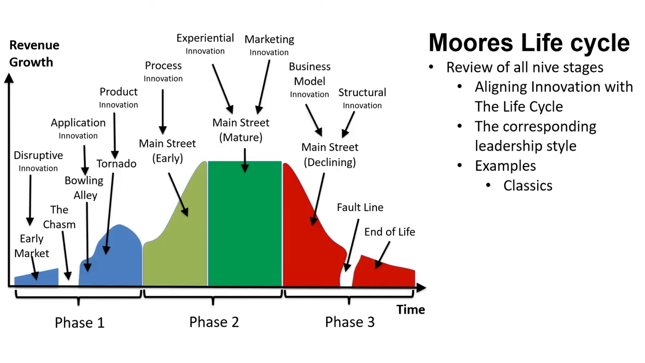The process of aligning innovation with the life cycle and the corresponding leadership style are reviewed in the following section. In the review of the individual stages, there are ongoing examples of products and services. The products and services mentioned are today textbook classics in the world of innovation.